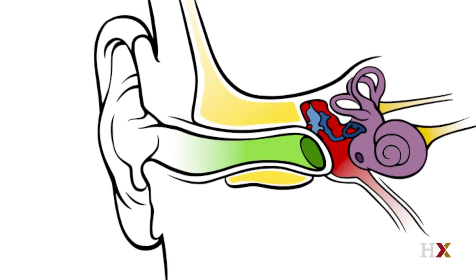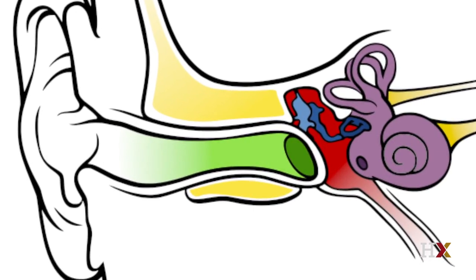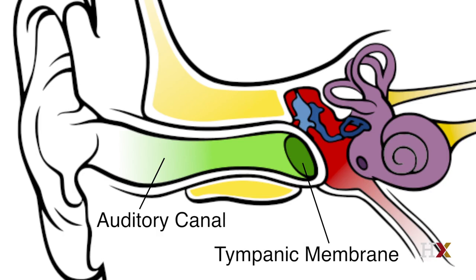Once the sound waves are collected by the pinna, they move towards the middle ear through an air-filled auditory canal, which extends about 2.5 centimeters inside the skull. Sound waves that pass through the auditory canal reach the eardrum, also known as the tympanic membrane, and this causes it to move inward and outward at the same frequency as the sound wave.